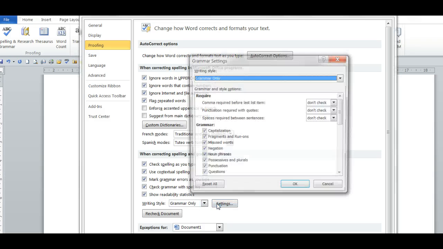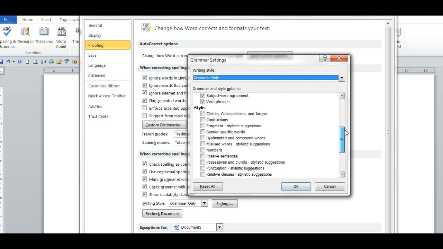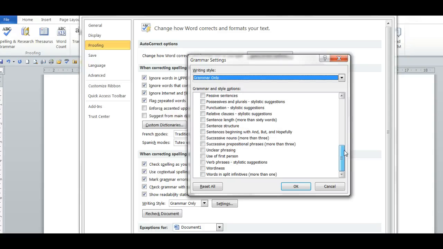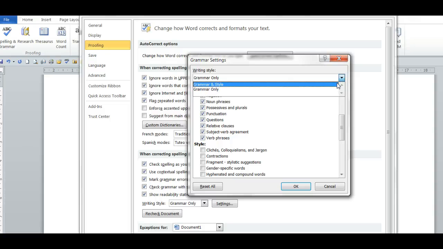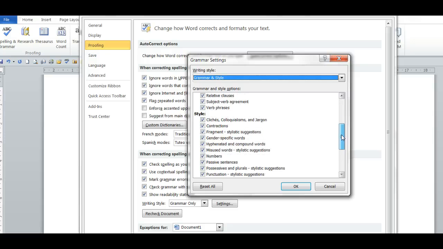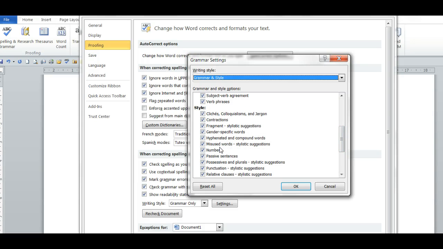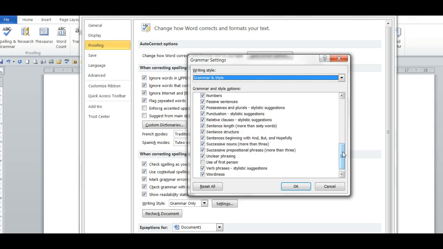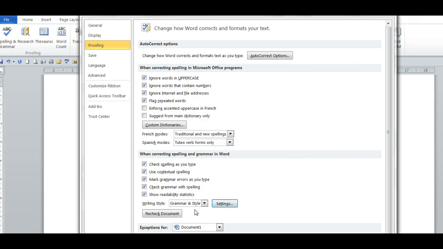If you hit the grammar only, you'll notice that it catches a lot of things, but it leaves a lot of things unchecked. Okay? If you set it for grammar and style, suddenly all of these things like contractions, fragment sentences, etc., possessives and punctuation, things like that, passive sentences all show up. Sentence length, more than 60 words. I asked you to write no more than 45 words. I think 60-word sentences are really long. Okay? So that's what I would suggest that you do.